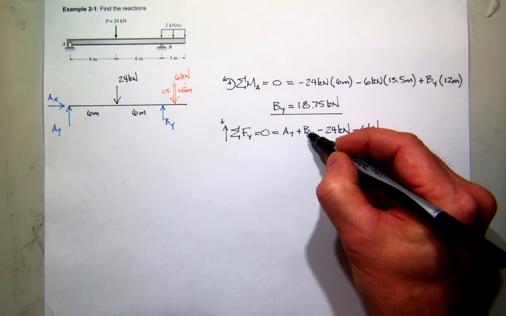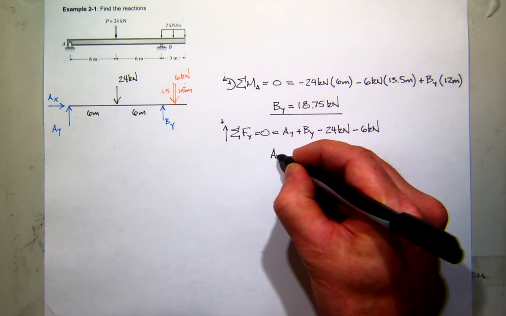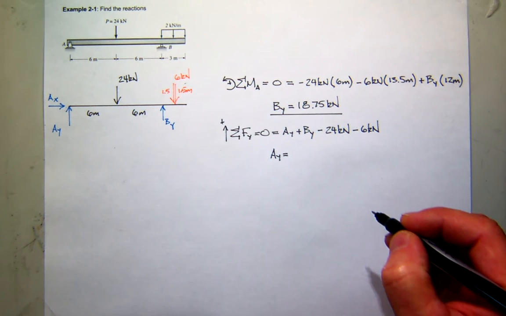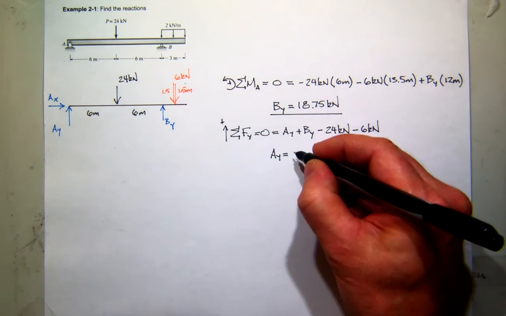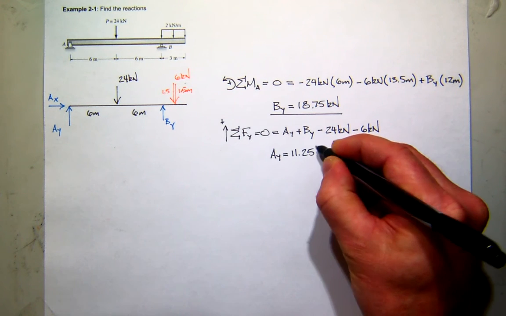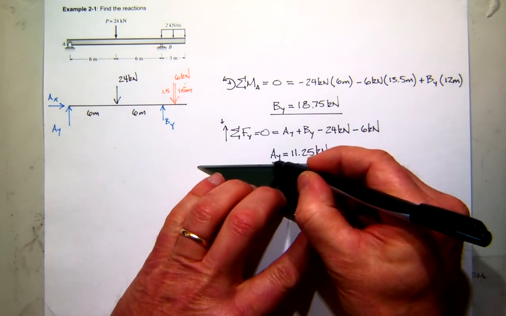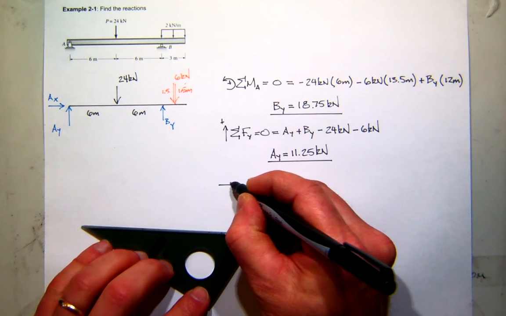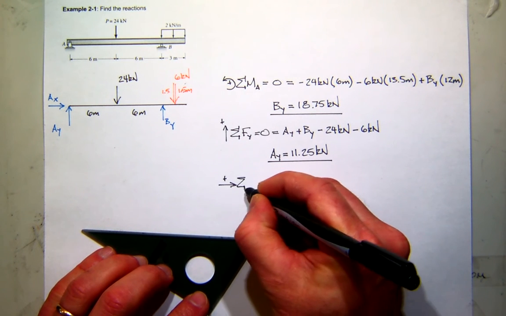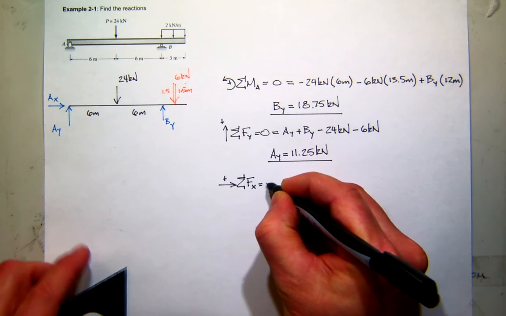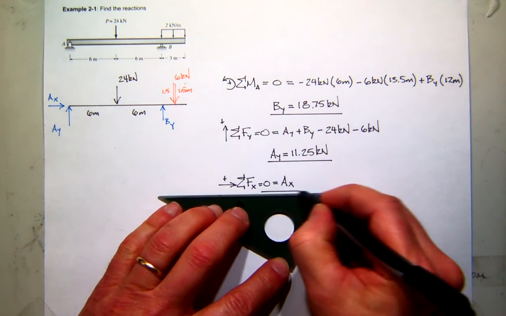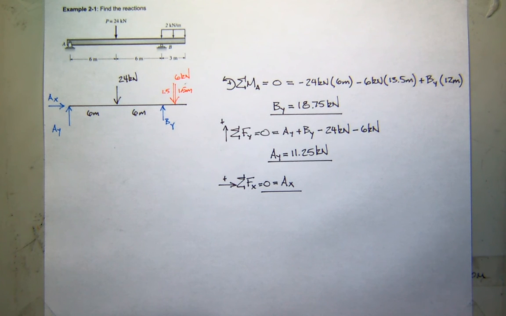So plug BY into here. And what do you get for AY? That 7? 11, sorry. And that's also positive, so AY is acting up. Okay, last but not least, we can finish this off by summing forces in the X direction. I'll assume to the right is positive, and the only force I have is AX, so not a difficult equation to solve. AX is 0. And that's it.